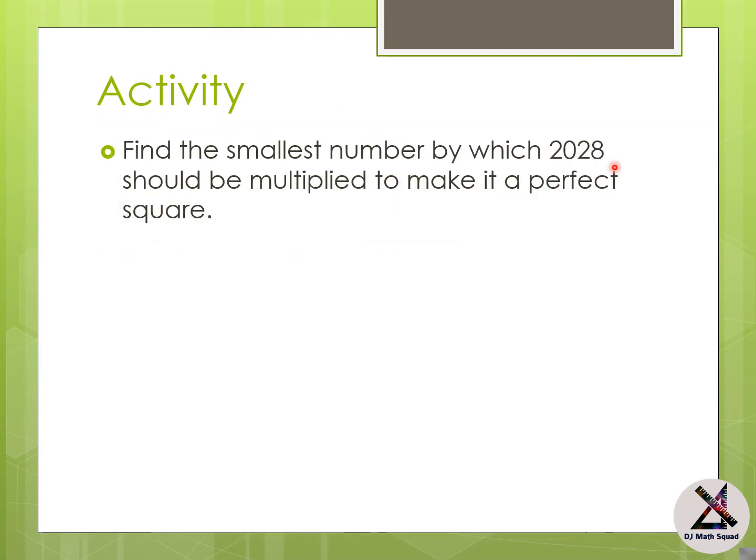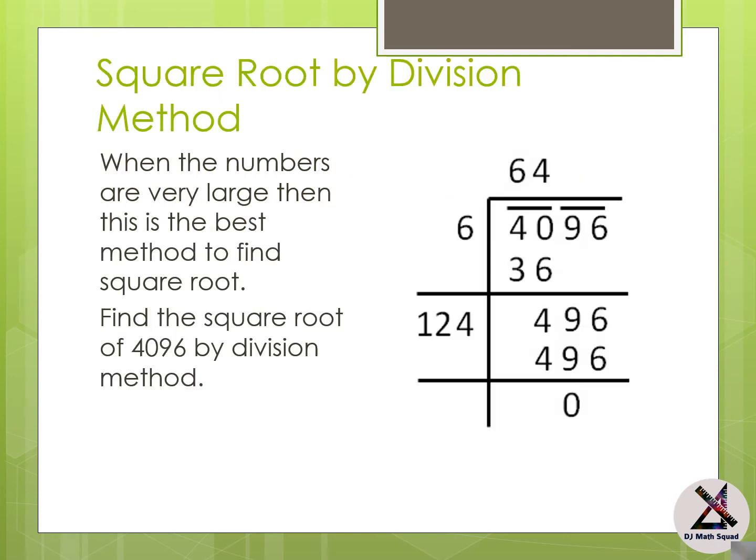So one question I have given based on this concept only: by which number 2028 should be multiplied to make it a perfect square. So remember, you are supposed to start with prime factorization of 2028. Then, square root by division method.